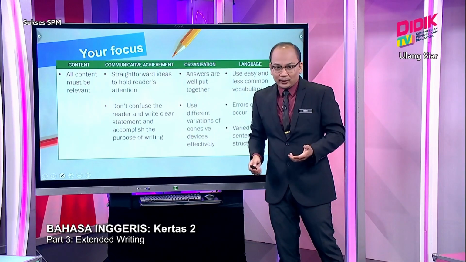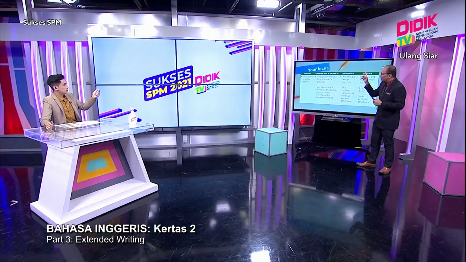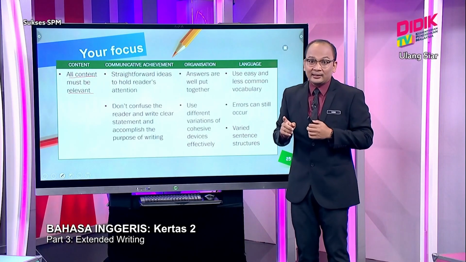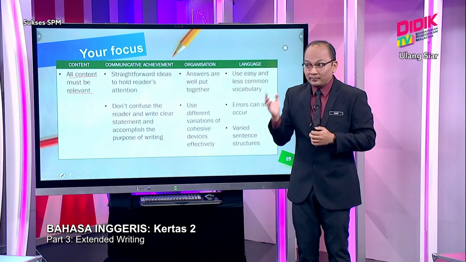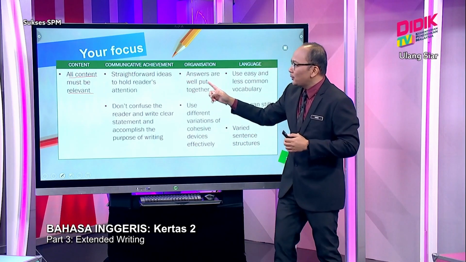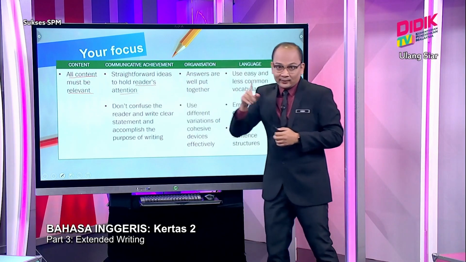So we are going to just go to the next part, which is the focus. What do we want to focus on for part 3, Chris? The 4 aspects. So content, communicative achievement, and the next one is organization, and the last one, language. Thank you very much, Chris. So, as always, all content must be relevant. Whatever we write, please write on the necessary things that we need to write, the relevant stuff, which is based on the task that you choose. Communicative achievement: straightforward ideas to hold the readers' attention. Once again, you need to hold the readers' attention. Who are the readers? The markers.